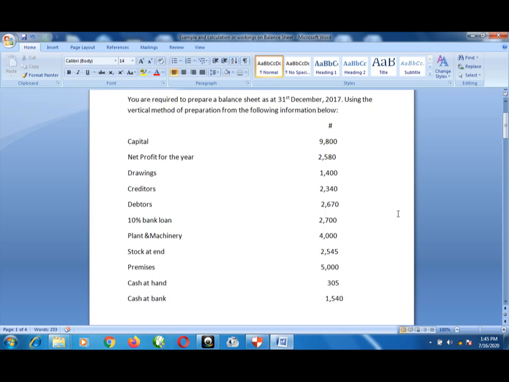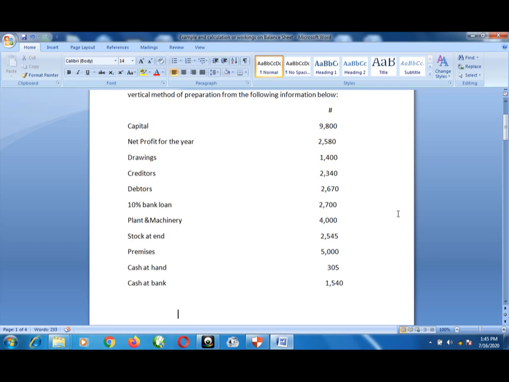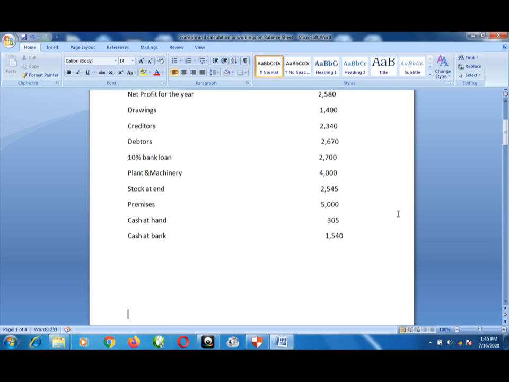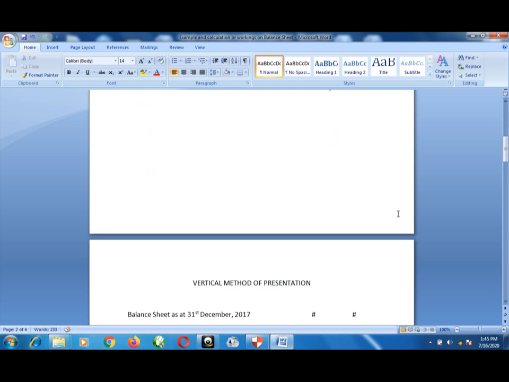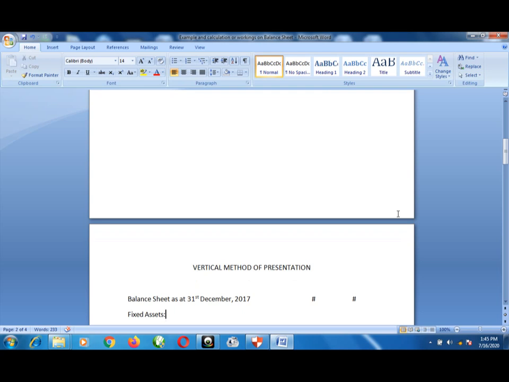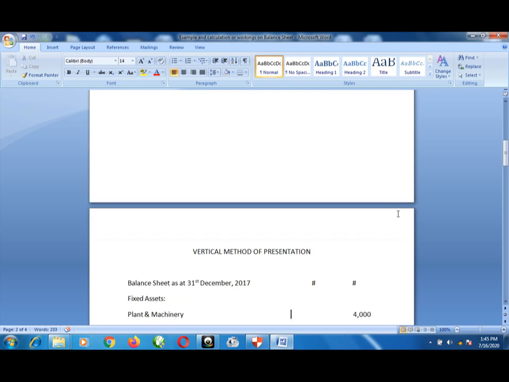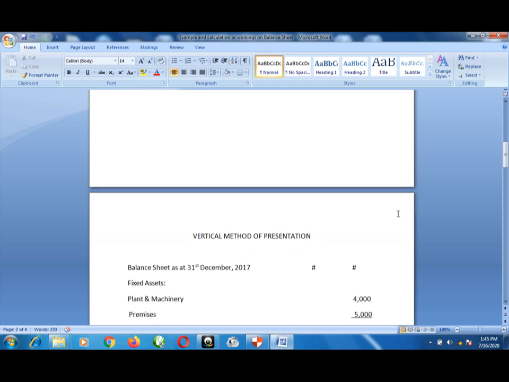Cash at bank, 1,540 naira. And you are required to prepare a balance sheet as at 31st December 2017, and you have to use the vertical method of preparation. So now, the balance sheet at 31st December 2017 is as follows. Fixed assets.